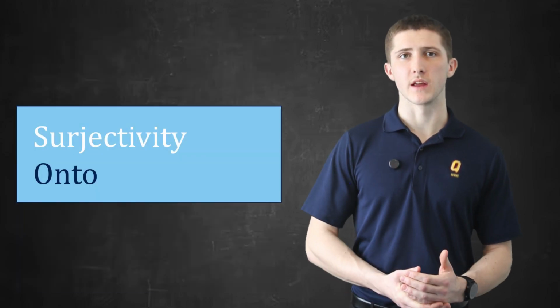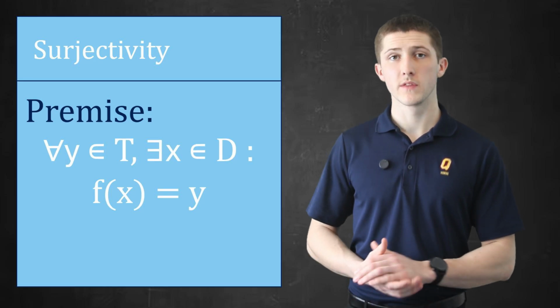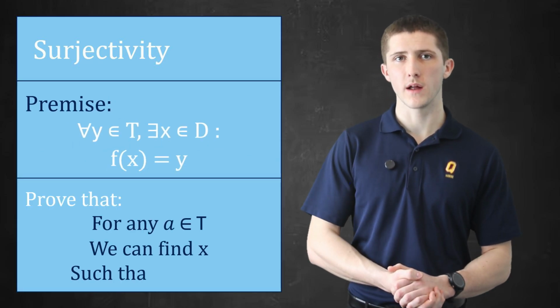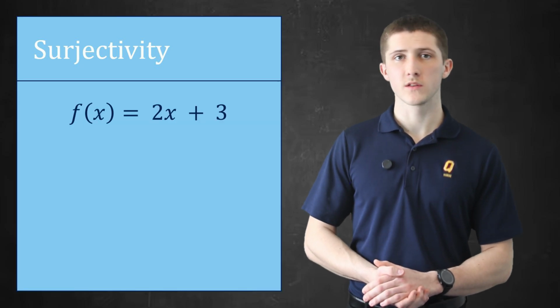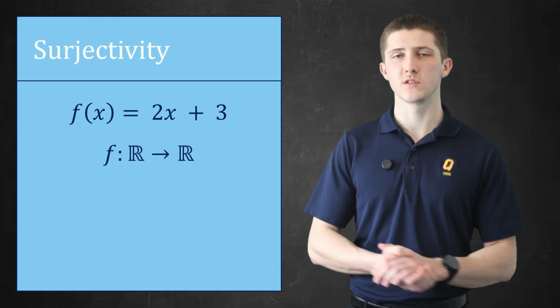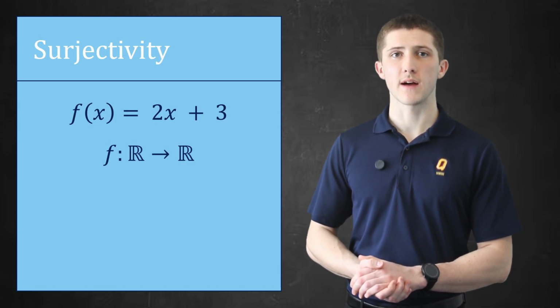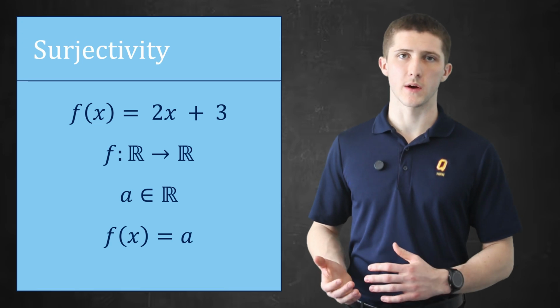When proving surjectivity, we want to prove that every element in the target set is mapped to. To prove this, we'll show that for any output we want, we have an input that maps to it. If we look at the same function as before, 2x plus 3, if we define the function to map elements from the set of real numbers to the set of real numbers, then we want to show that for any arbitrary element a that is in the real numbers, we can map an element to it.